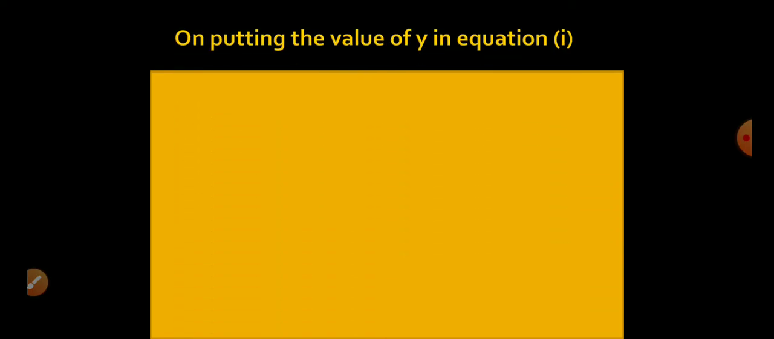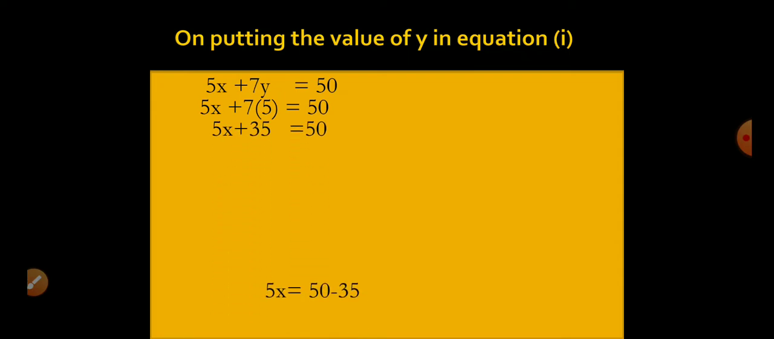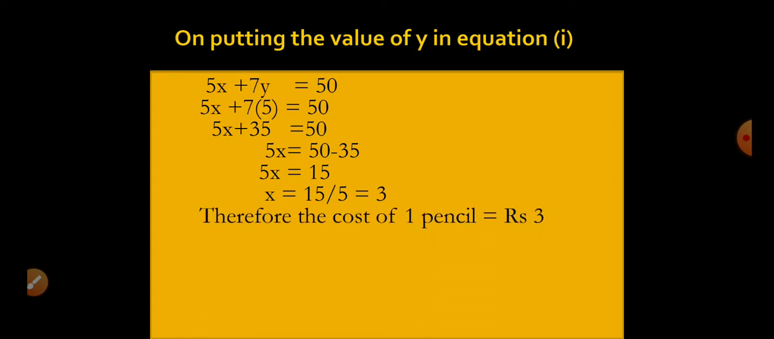Now we have to put the value of y in equation 1. You can put it in equation 2 also. Equation 1 is 5x plus 7y equal to 50. Now put the value of y: 5x plus 7 into 5 equal to 50, that is 5x equal to 50 minus 35. 5x equal to 15, x equal to 15 by 5, that is 3. So we got the answer.